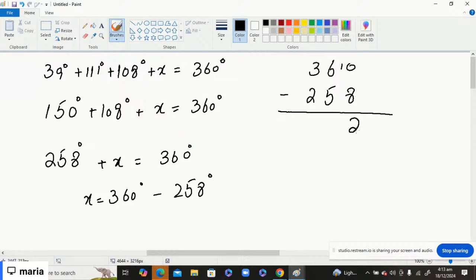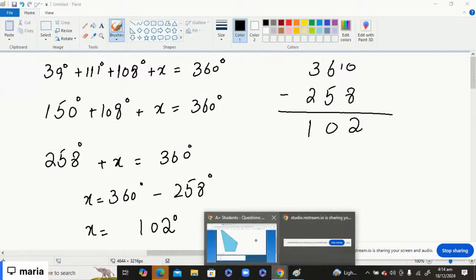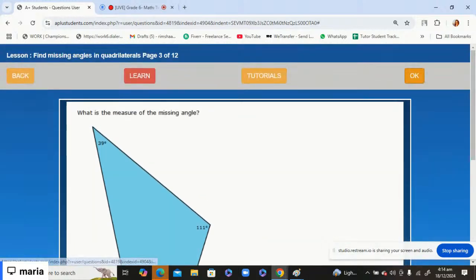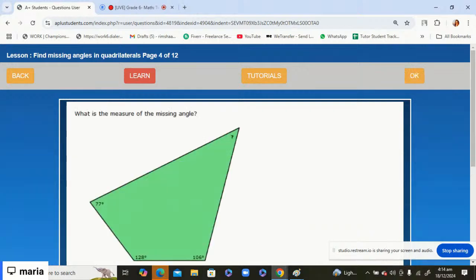10 out of 8 is 2. Here is 5 minus 5 is 0. 3 minus 2 is 1. So your x is 102 degree. Okay, this is the value of x. That is on the first option. Let's go with it. Hope you guys understand this lesson. Solve the rest of the test questions related to this lesson by yourself.